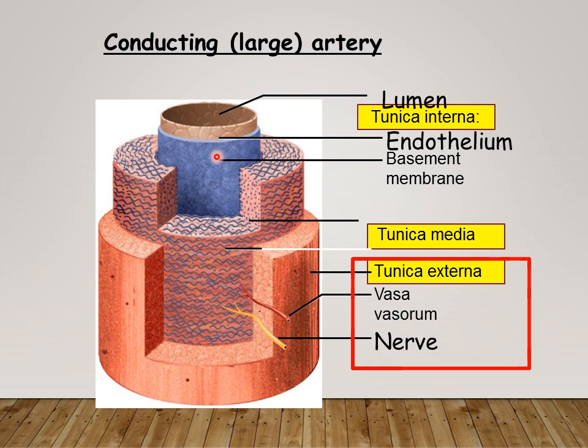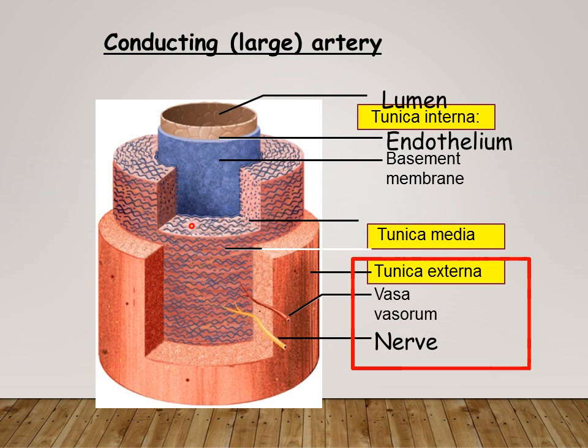Just beneath the endothelium, there is the subendothelial tissue. This subendothelial tissue makes up a very thin layer just beneath the endothelium. So that's why this is known as subendothelium. This endothelium plus this subendothelium makes up the tunica interna of a blood vessel.